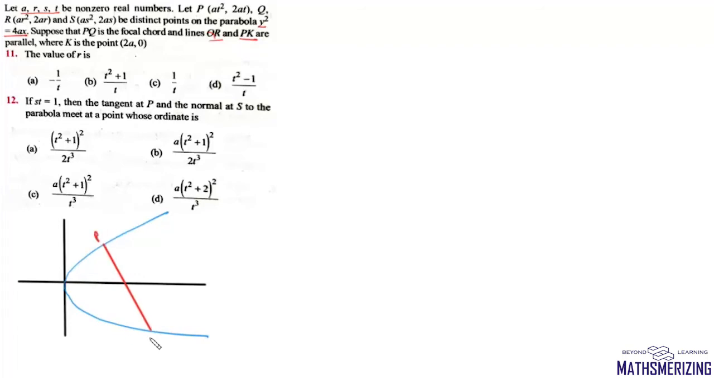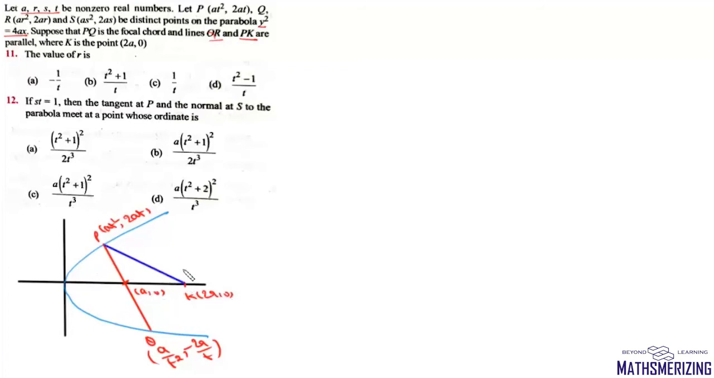So this is P and this is Q. This is the focus, which is (a, 0). It says P is (at², 2at), and we know that in the case of a focal chord t1 times t2 is -1. So we can write the coordinates of Q as (a/t², -2a/t). Now it says we have another point R such that QR is parallel to PK. Now K is a point which is at (2a, 0).